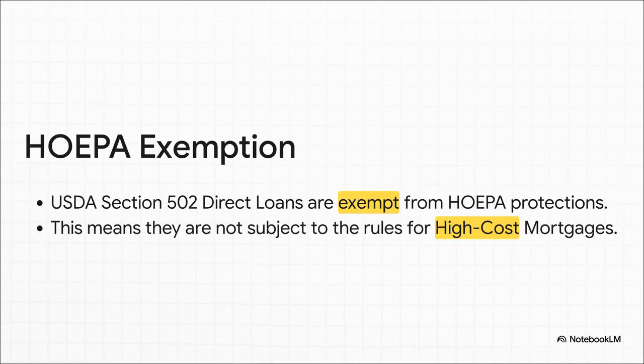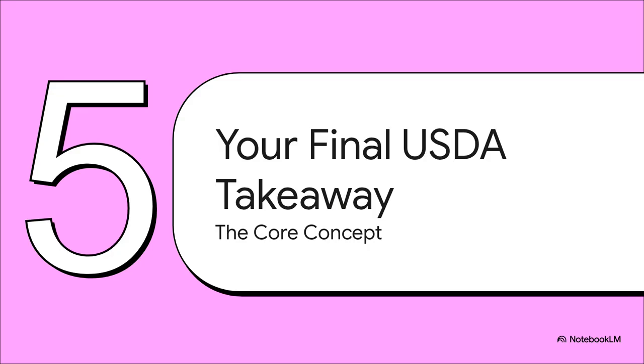Okay, let's get into a bit of an advanced topic, but one that could definitely show up. USDA Section 502 direct loans are exempt from HOPA. This is a critical little nugget of information. It just means they don't have to follow the super strict rules that apply to high-cost mortgages. Definitely remember that exemption. All right, let's bring it all home.